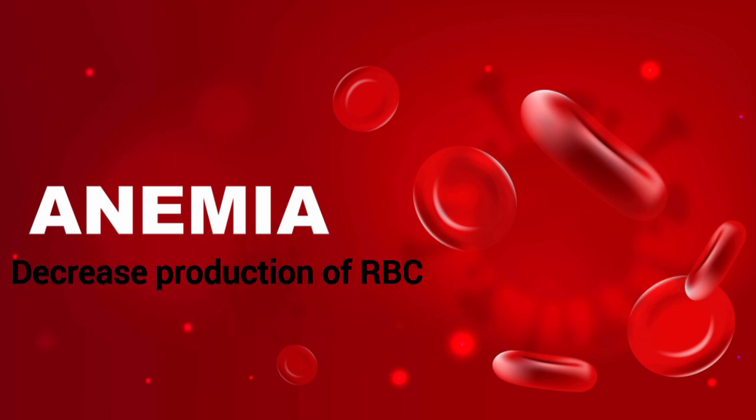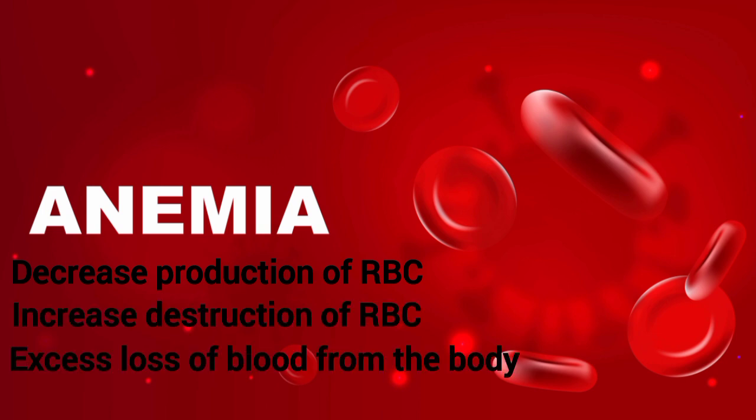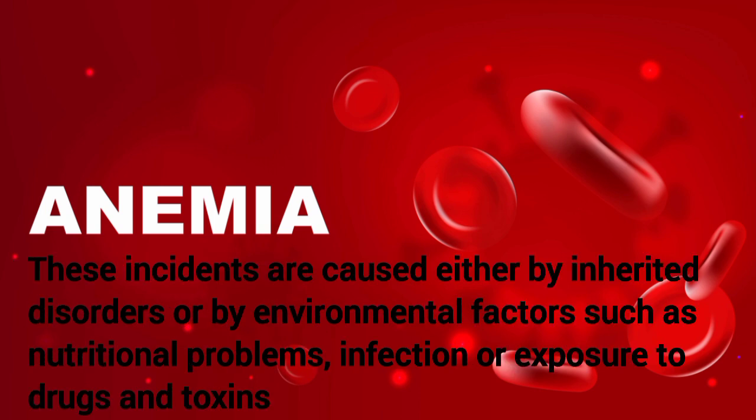Generally, anemia occurs because of decreased production of red blood cells, increased destruction of red blood cells, or excess loss of blood from the body. These incidents are caused either by inherited disorders or by environmental factors such as nutritional problems, infection, and exposure to drugs or toxins. Now let's talk about the classification of anemia.